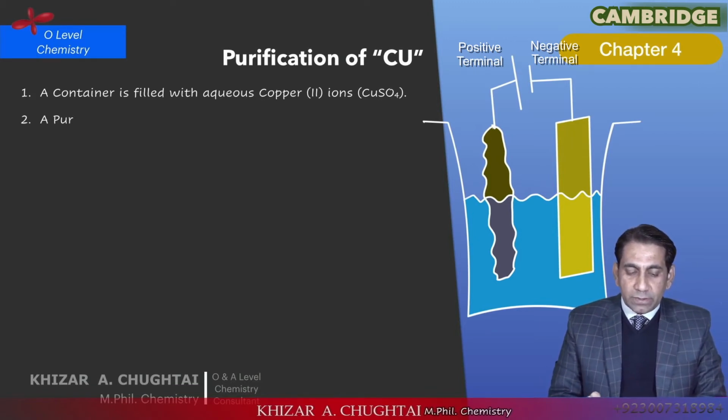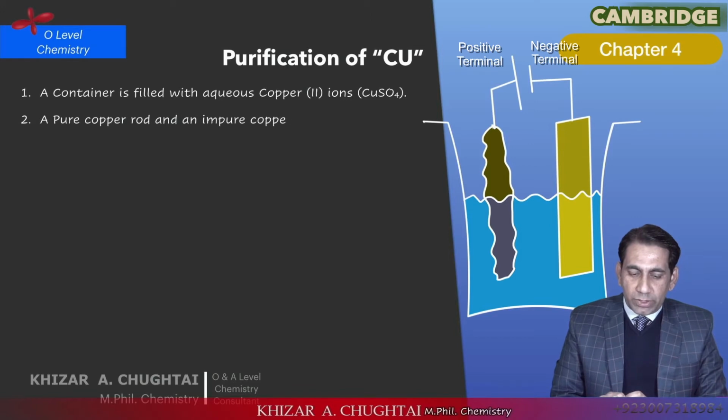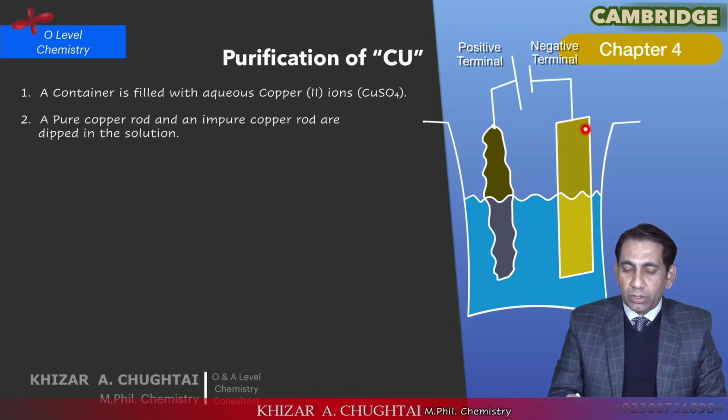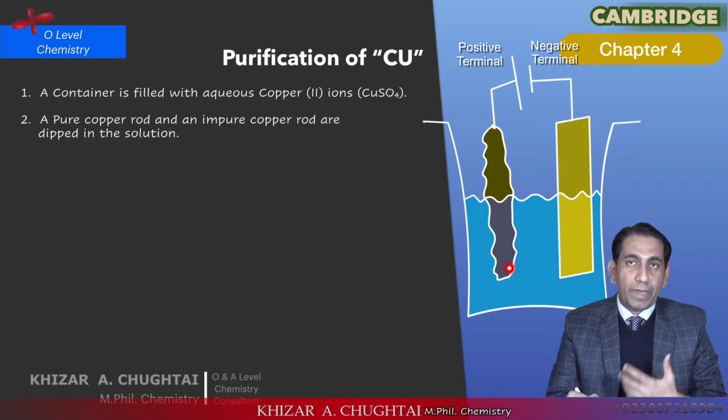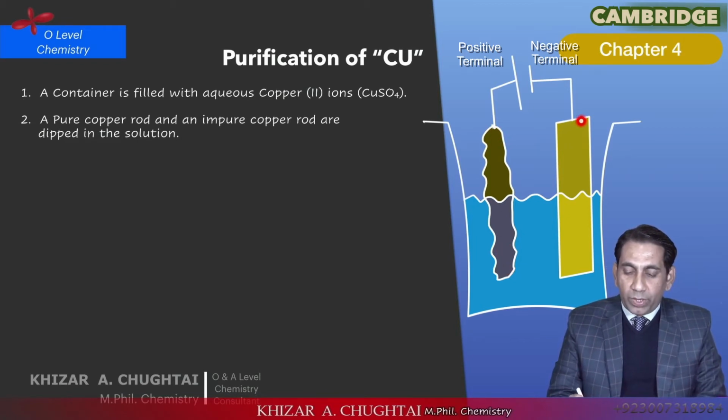The next thing is that two rods are dipped into the solution. One is the pure copper rod, and the other rod also has copper, but that is not the pure one. This rod is the representation of the impure copper rod. One is the pure copper rod, the other one is the impure copper rod.